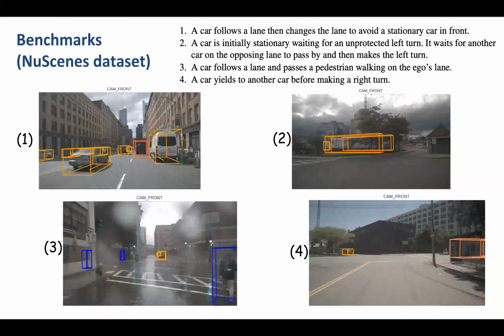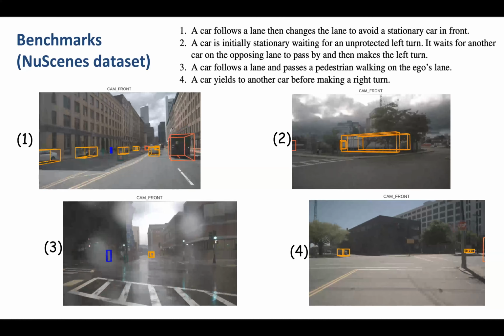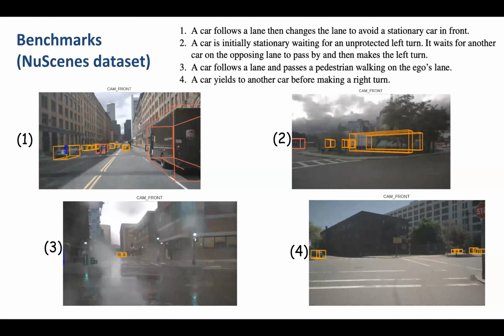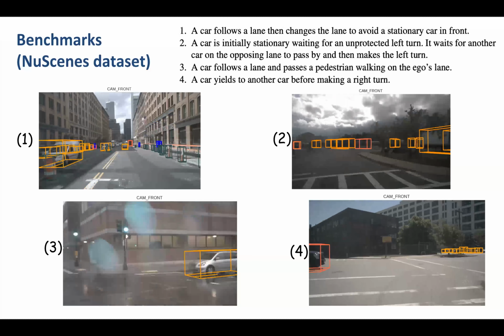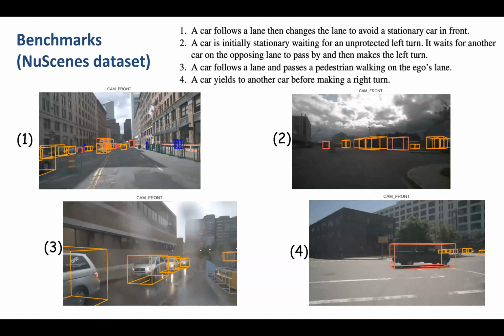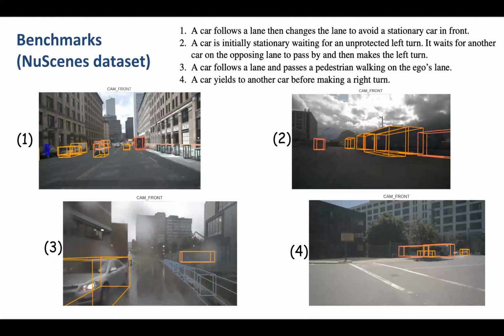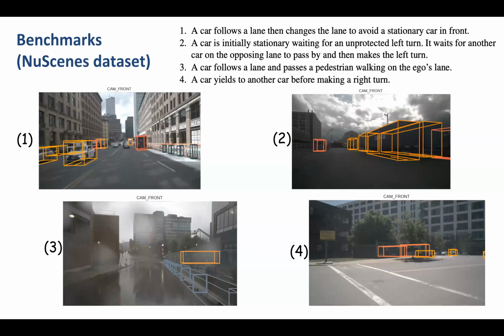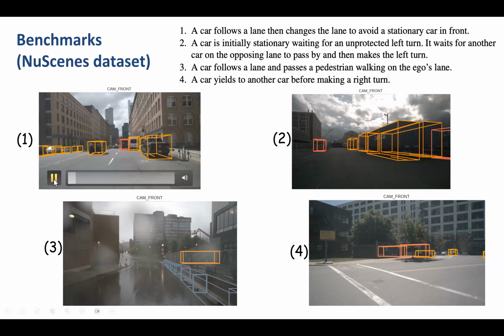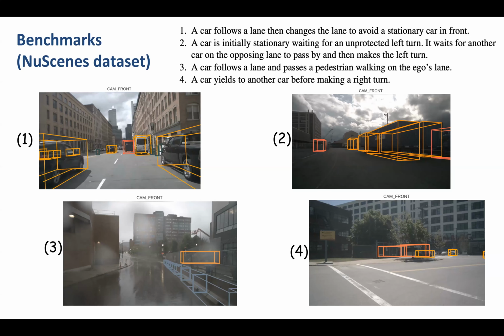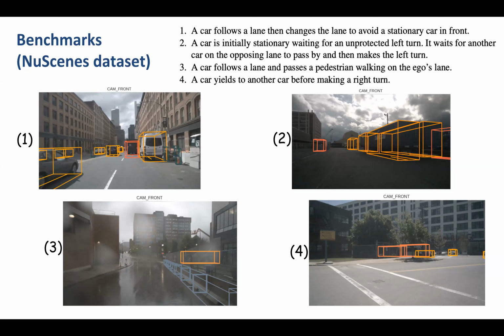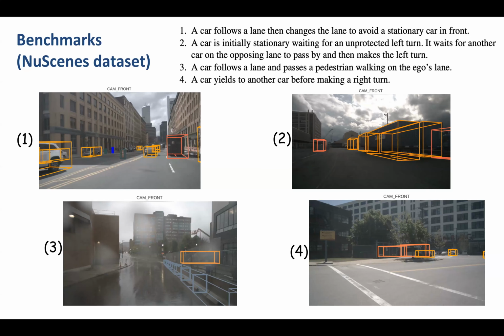Regarding the data set, we use the nuScenes data set. As you can see, these are the videos played from the data set, which has all these labels there. For example, the first one is the car going straight, and then there's another car stationary in front, so it has to make a lane change in order to avoid that car and then keep going straight.